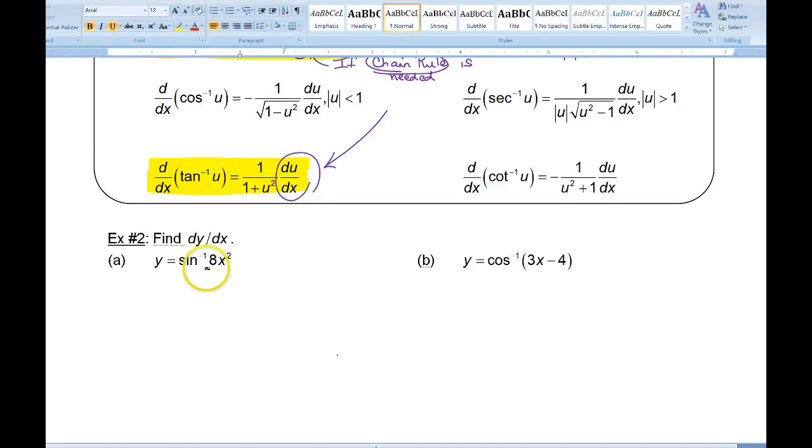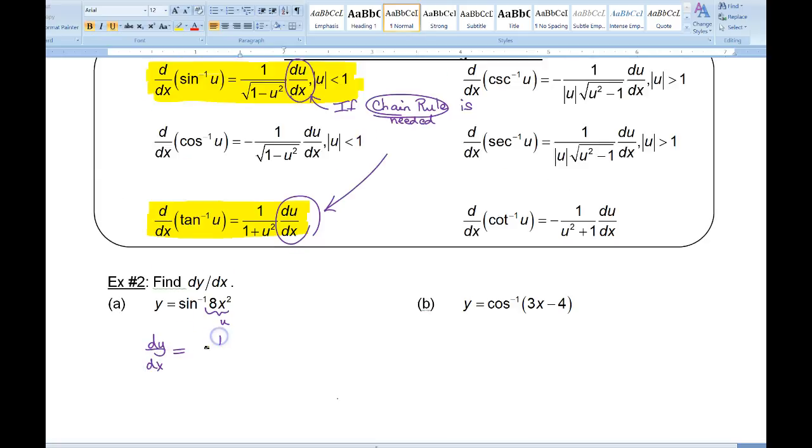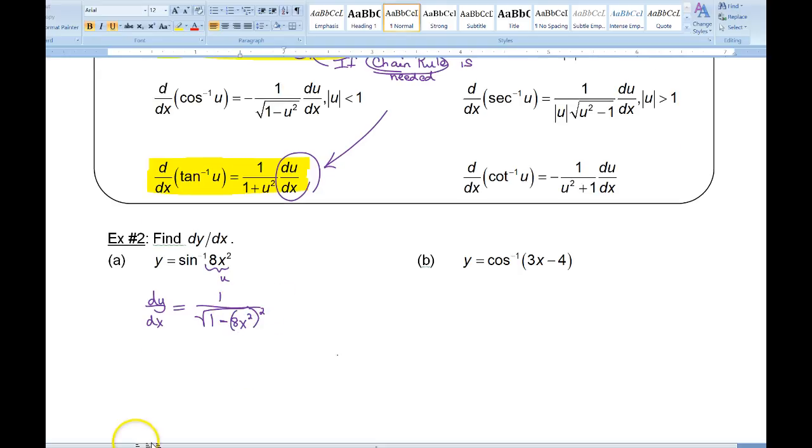So think of that as u. That's our inside. So when I want to find dy dx, here's our formula. It's 1 over the square root of 1 minus 8x squared, but I want to square that, right?